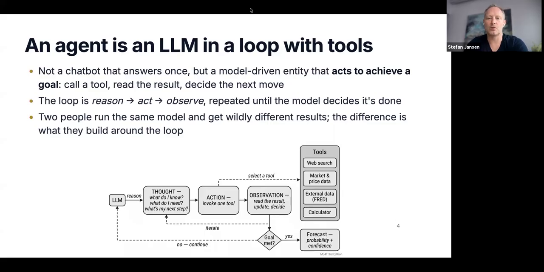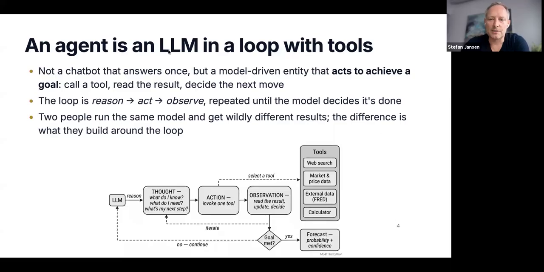So your job as user or engineer is to define a goal and then create an environment for the agent to successfully accomplish that goal. In order to do so, the agent will call tools, read the results, decide on the next move, and ultimately also needs to figure out when it has achieved its goal, which is not always all that trivial. So there's a basic model behind this, which is the reason, act, and observe loop that has been much discussed. That's just a conceptual kind of framework.